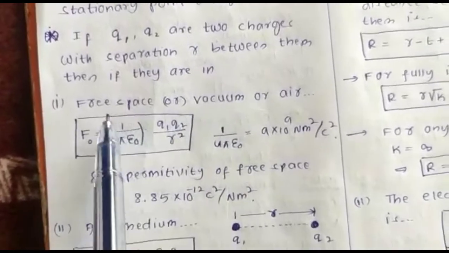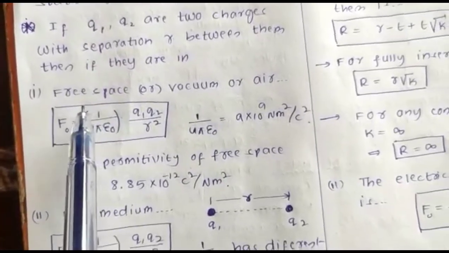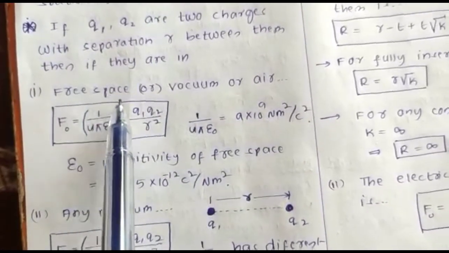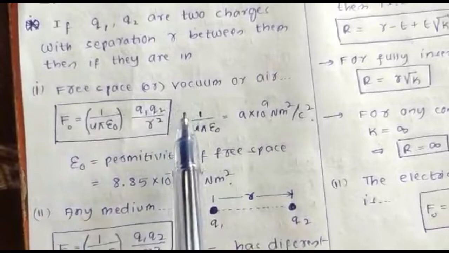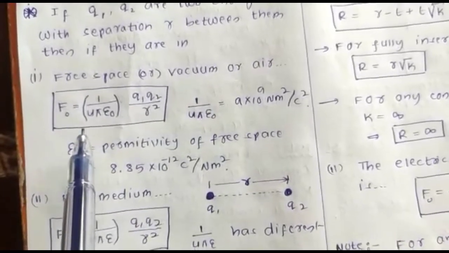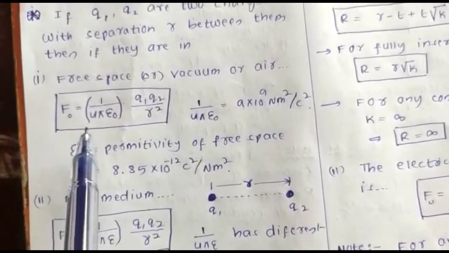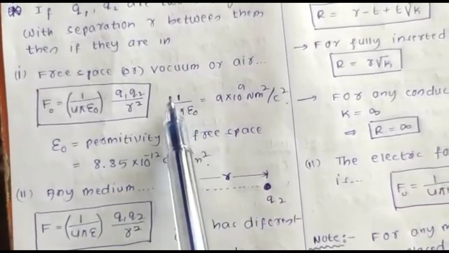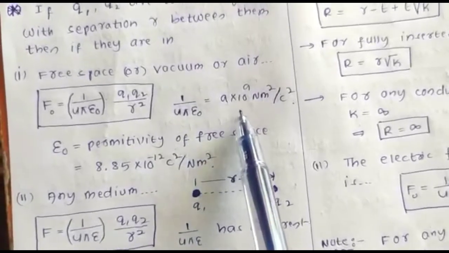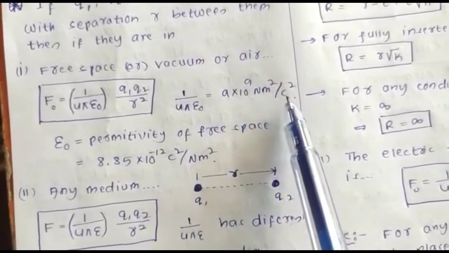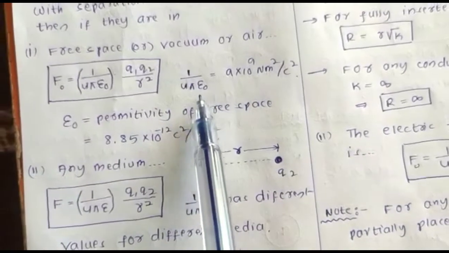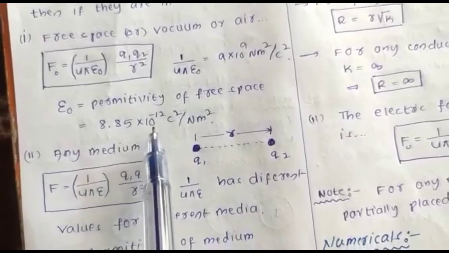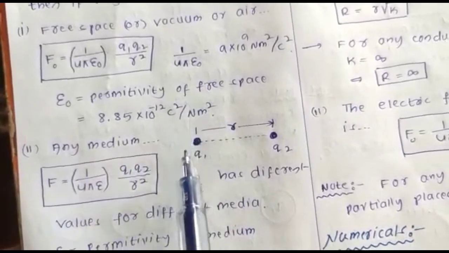For example, if these two charges are present in free space, vacuum or air, all of which are considered the same, then the force of attraction or repulsion is given by F naught equals 1 by 4 pi epsilon naught Q1 Q2 by r square. Here 1 by 4 pi epsilon naught is a constant, with value 9 into 10 power 9 newton meter square per coulomb square. Epsilon naught is called the permittivity of free space, with value 8.85 into 10 power minus 12 coulomb square per newton meter square.